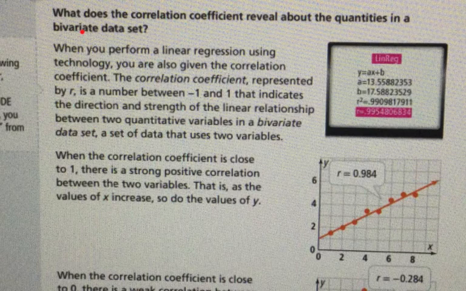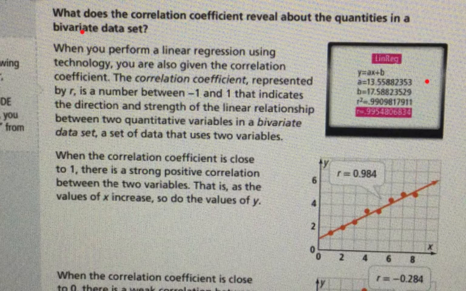So when you perform a linear regression using technology, you're also given a correlation coefficient. The correlation coefficient is represented by R, and it's a number between -1 and 1 that indicates the direction and strength of the linear relationship between two quantitative variables in a bivariate data set, a set of data that uses two variables.